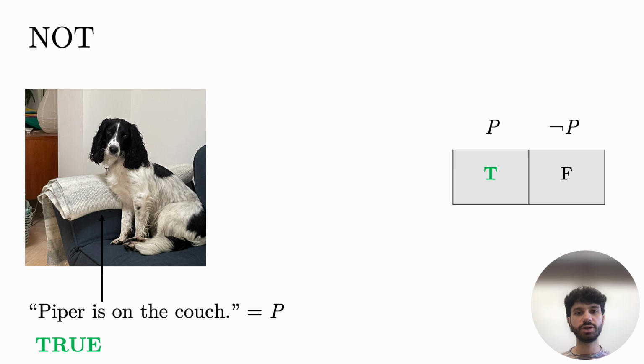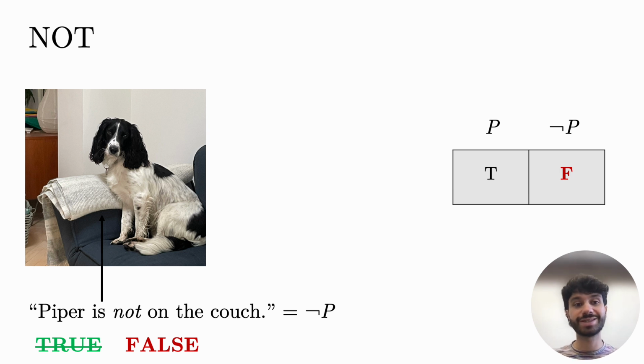And here we have that when P is true, then not P is false, right? And think of this intuitively. Well, if Piper is on the couch is true, then if I say, wait, Piper's not on the couch, well, that would be false because she is on the couch, right? And so this is how we denote it with this little dash. It can also be a little squiggly line as it is in the textbook.